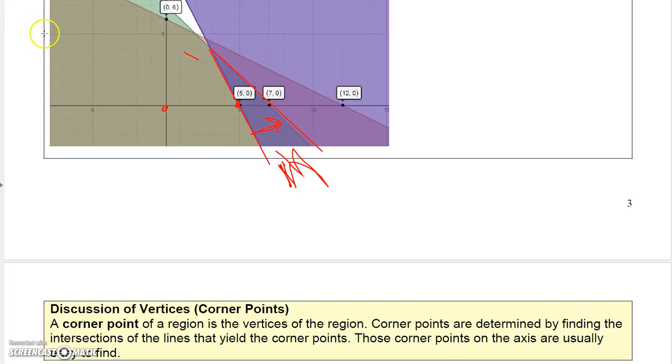Now, there's a reason we need to do this, and one of the reasons is so that we can find solution regions for linear programming problems that we're going to get into. But before we do that, we need to talk about something called corner points, which is just the vertices of the region, and we'll do that in the next video.